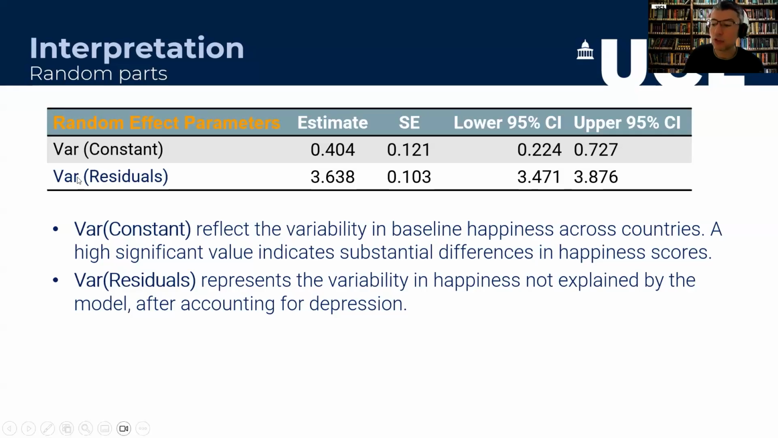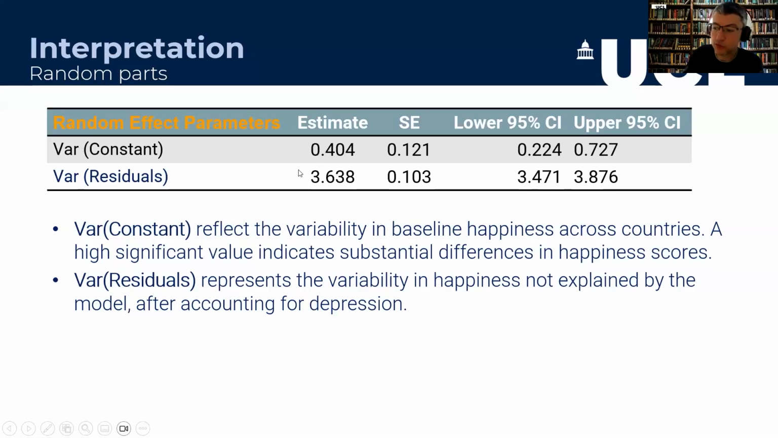this suggests that there are substantial differences across countries in the average happiness scores. And then you can also see here that the other value that Stata gives us, or any other package gives us, is the variance of the residuals. And this is the variability in happiness at level 1. So this is the variability at the person-specific level that is still to be explained by the model. So that is still unexplained by the model. Although we have already accounted for depression, there is still quite a lot of variation at the individual level in their happiness scores.